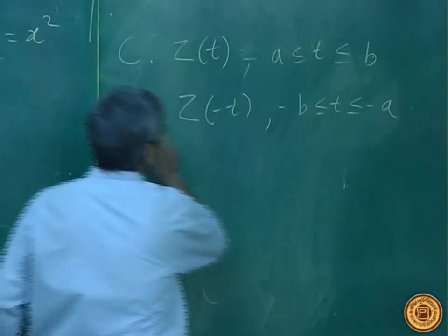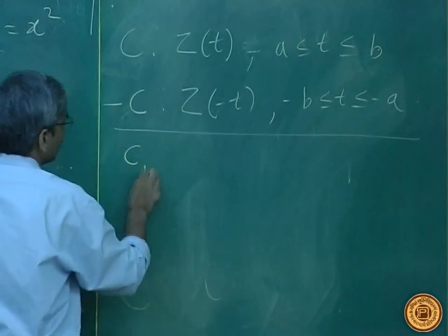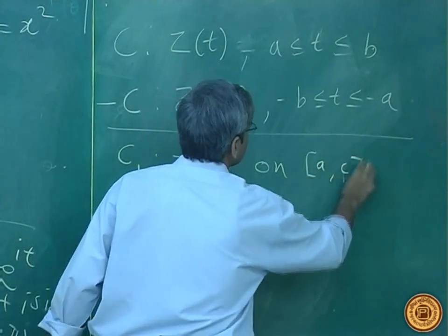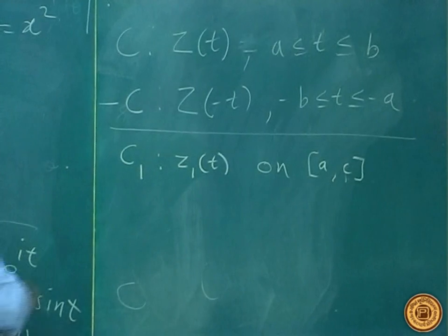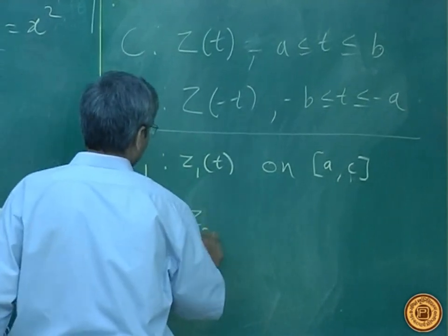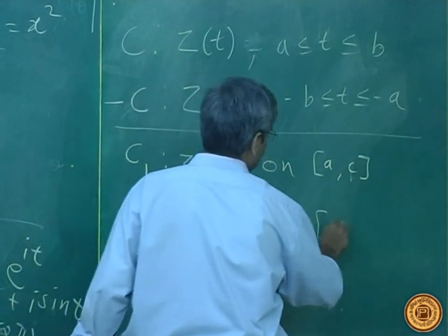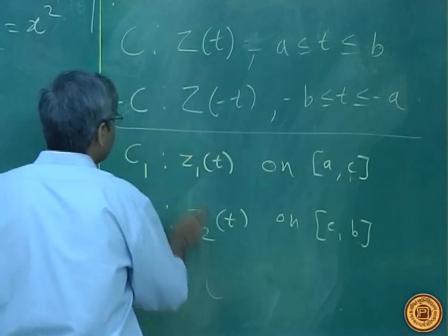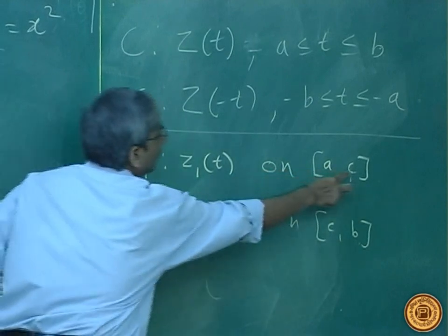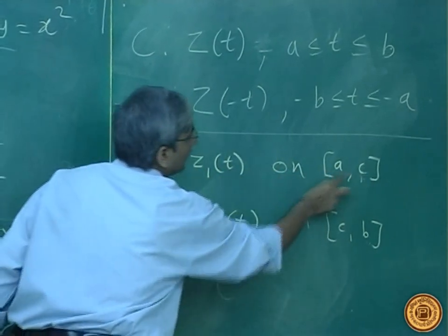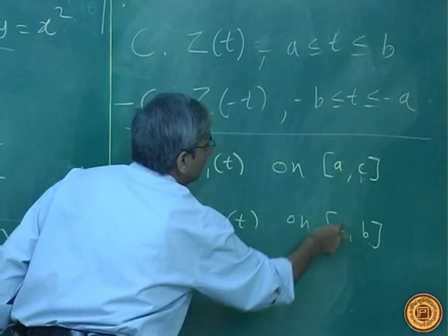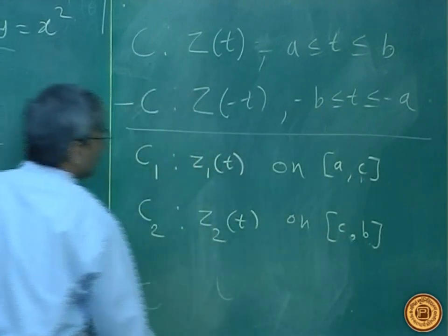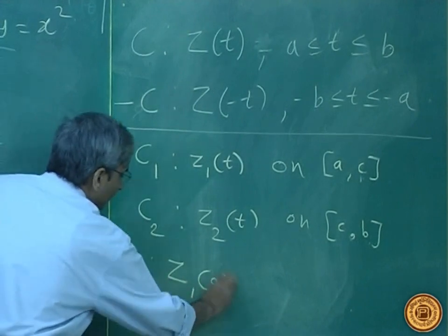Suppose we have a contour C1, which is given by Z1(t) on the interval A to C, and C2 is a contour which is Z2(t) on C to B. So A is less than or equal to C, and C is less than or equal to B. These functions Z1 and Z2 should coincide at the point C, because Z1 is defined on A to C and Z2 is defined on C to B, so both are defined at C. Therefore, we want Z1(C) equal to Z2(C).